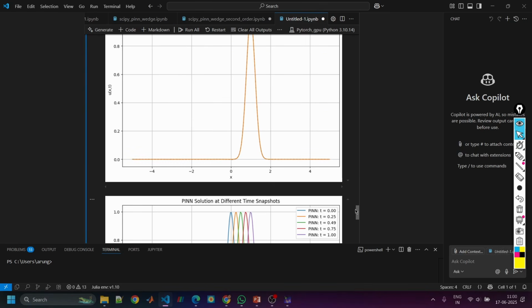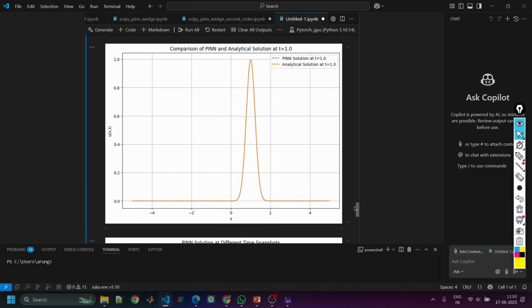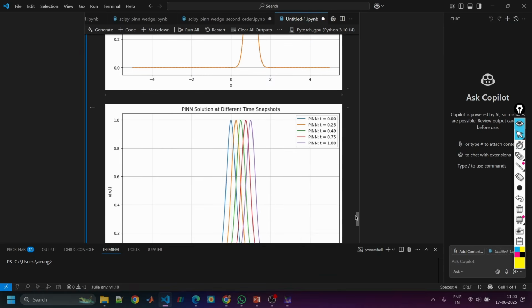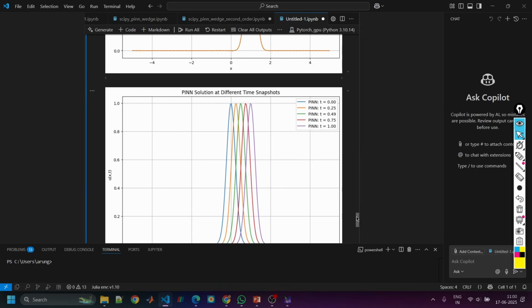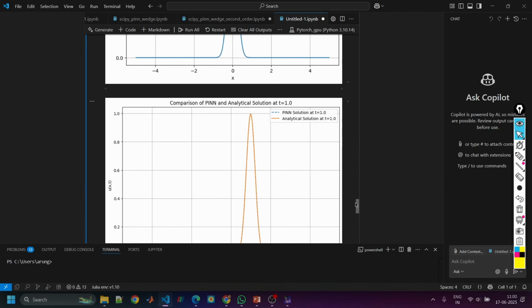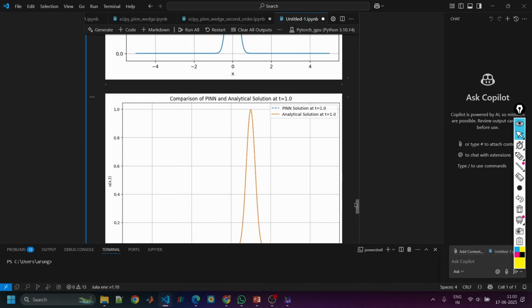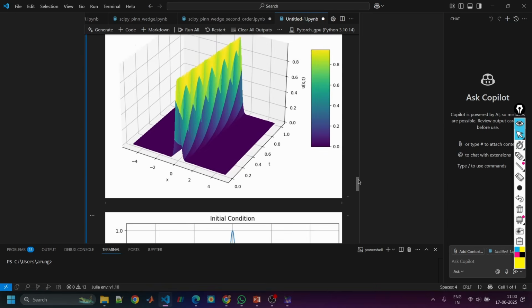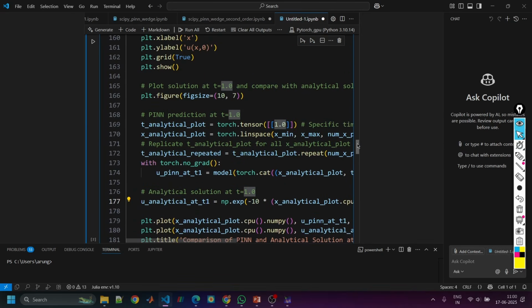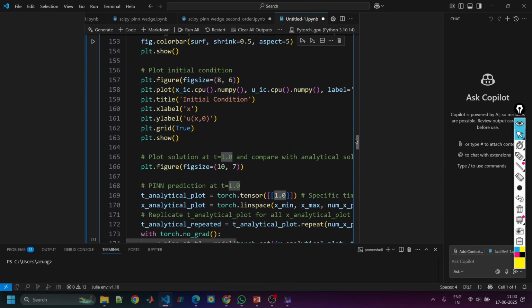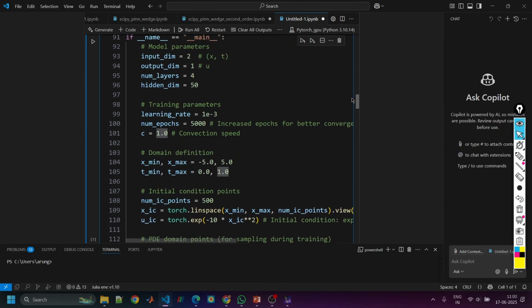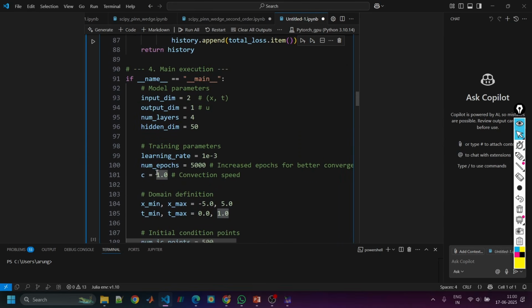At t is equal to 1, it has moved here. Fine. Anyway, this is matching, and PINN has a good solution. Now we shall check the first objective, whether PINN is sensitive to the direction of the velocity or the characteristic direction of the flow. So for this, we should set the C to -1.